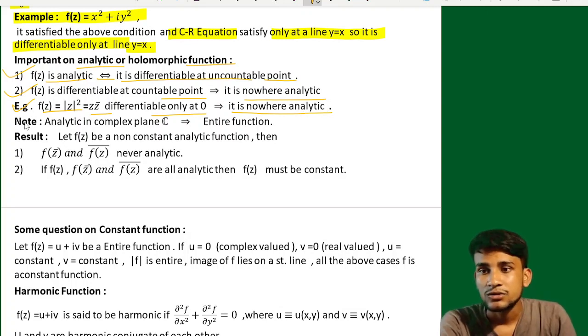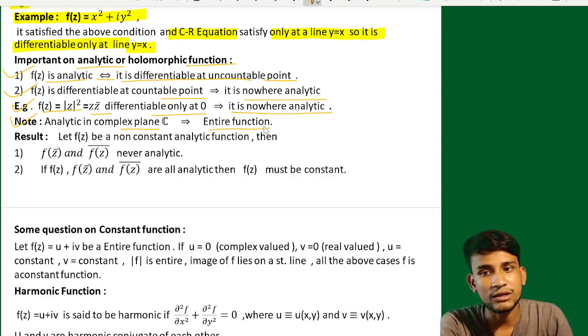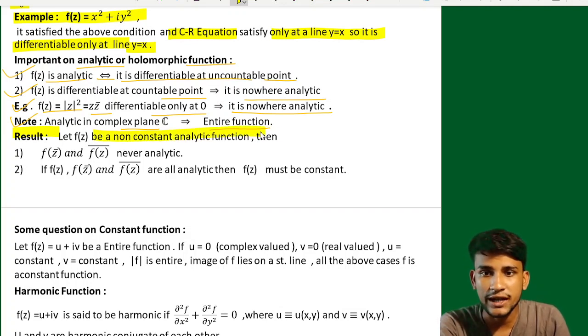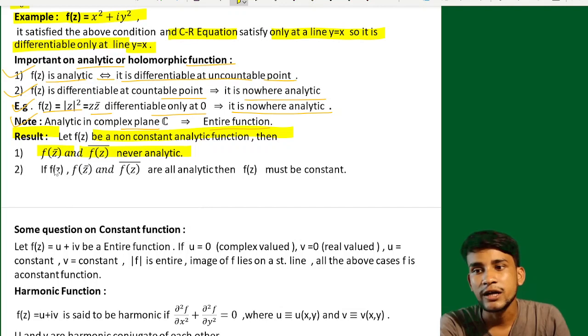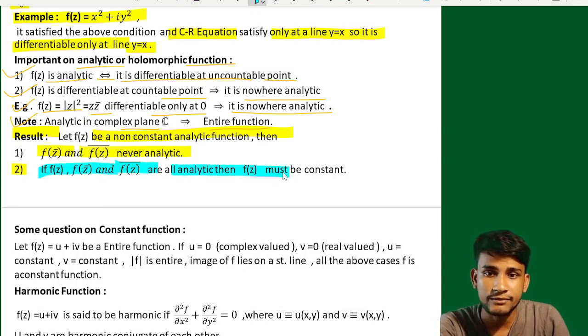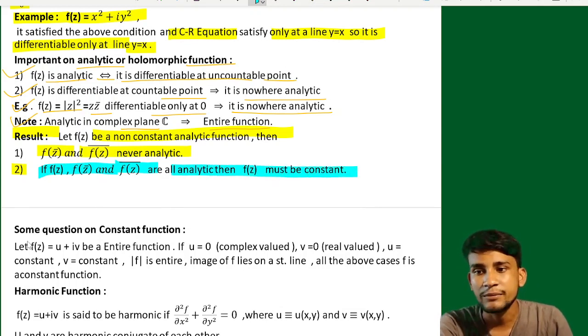Note: analytic in the complex plane C implies entire function. This is also a note, and there are important results also. Result one: let f(z) be a non-constant analytic function, then f(z̄) and the conjugate of f(z) are never analytic. Number two: if f(z̄) and the conjugate of f(z) are analytic, then f(z) must be constant. This is an important result.